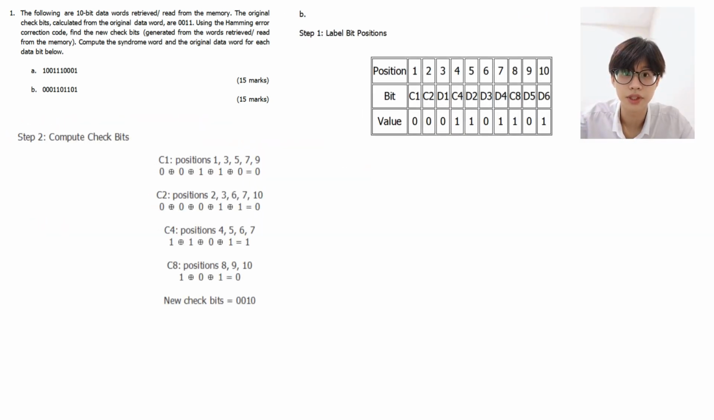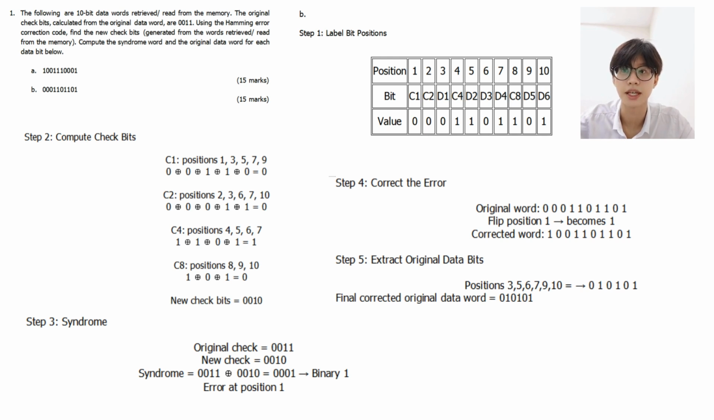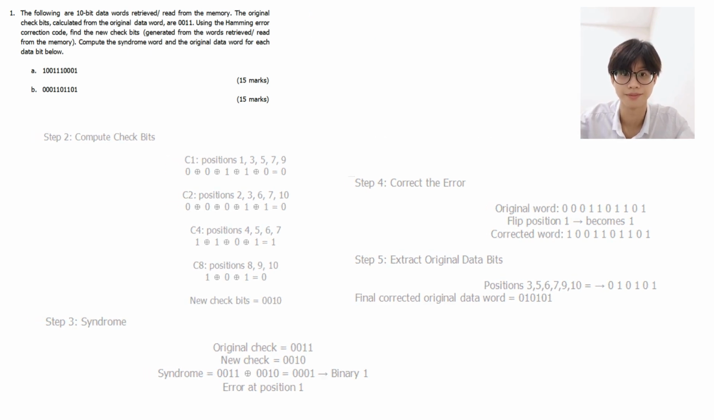Now for part B, we repeat the same steps. The syndrome here tells us that there's an error at position 1. We flip the bit and correct the data word. Removing the check bits, we get the corrected original 6-bit data, which is 010101.